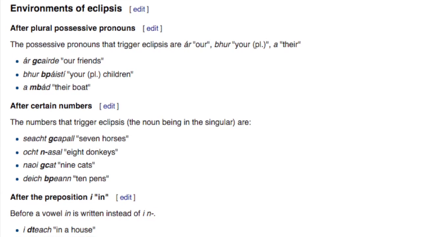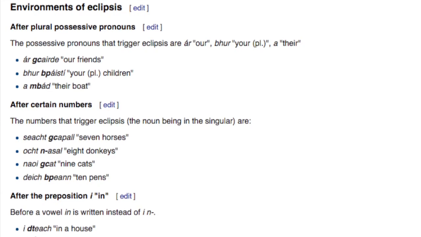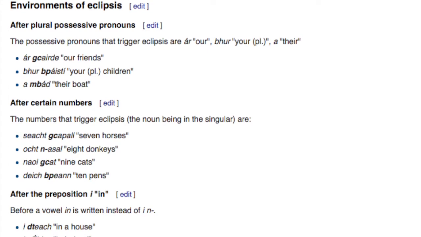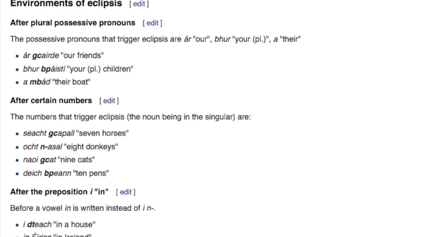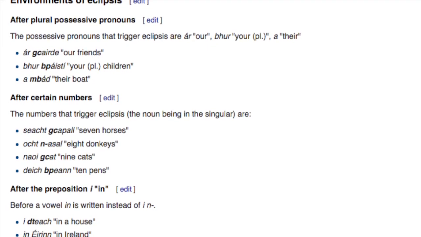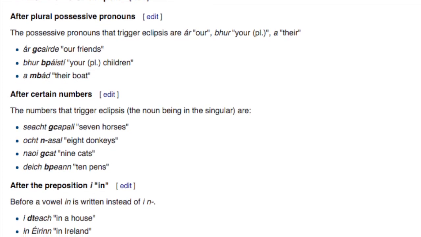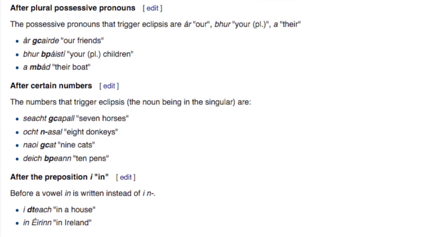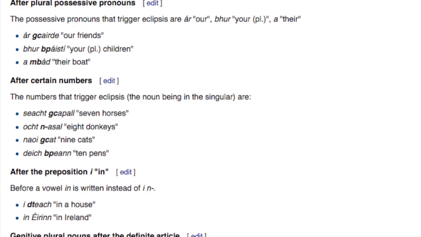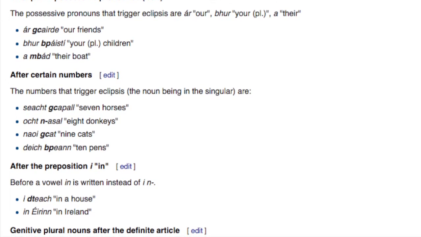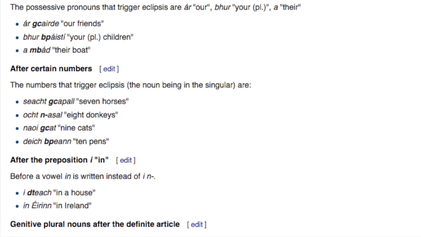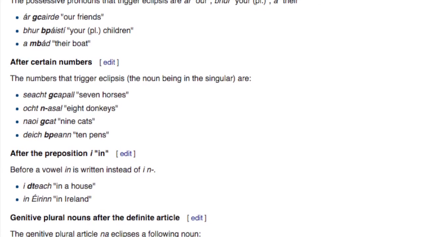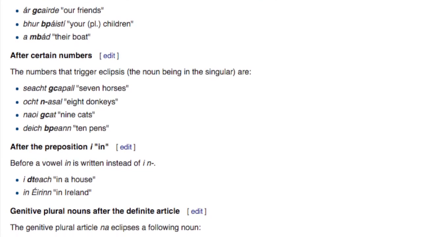Now let's get on to the reasons why we use the uru. First of all, after plural possessive pronouns. So the possessive pronouns that trigger eclipsis are our, which means our, bhfuil, which means your plural, and a, which means their. For example, our garja, our friends, bhfuil báistí, your children, a maud, their boat.